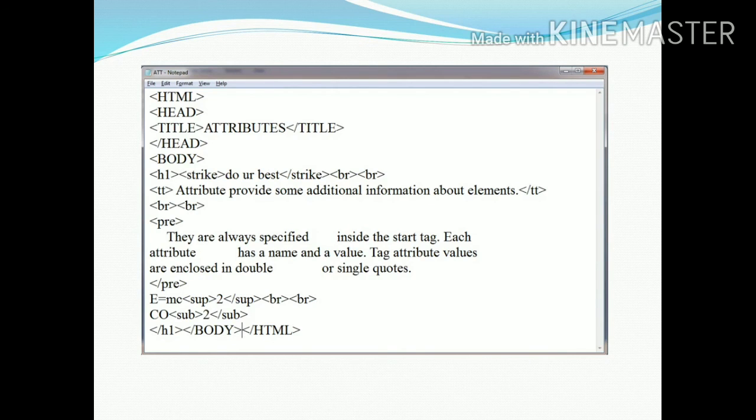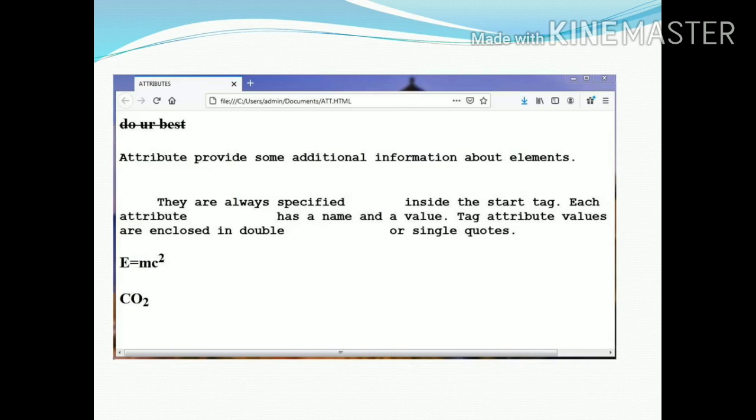Here BR is the breakline tag. You can see it on the screen. Do your best, that is the strike tag. Below that I have left 2 lines with the help of the BR tag. Then attributes provide, this line is the TT tag, the typewriter font. Below that again I have left 2 lines. Then I have taken pre-formatted. After that I have left some space in Notepad, and the same thing is displayed in the web browser itself. Below that, E is equal to MC square is superscript, CO2 is subscript.